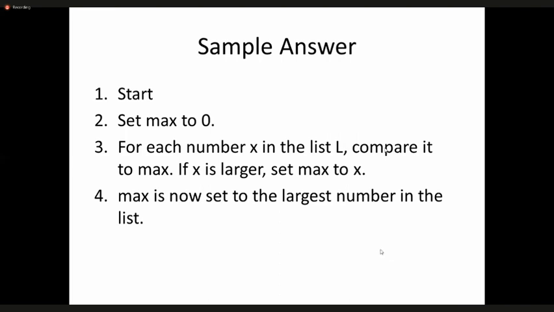Then we check X as the larger one and set the max to X, right? That means X is larger than the 0th position, right? Then set max to X. Then max is now set to the largest number in the list. Then continue this process, right, until the end of the list. That is not included here, right? But you have to continue the process.